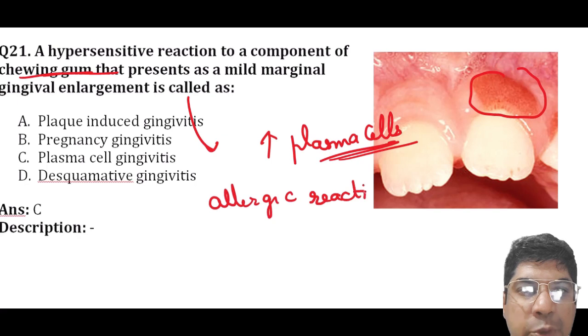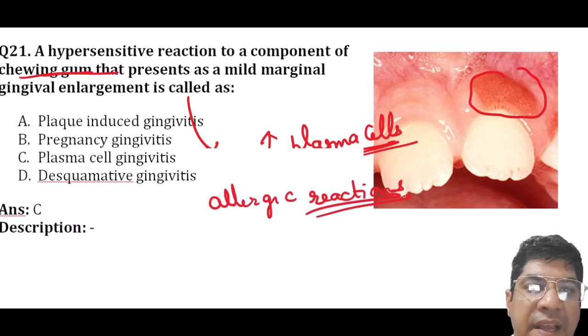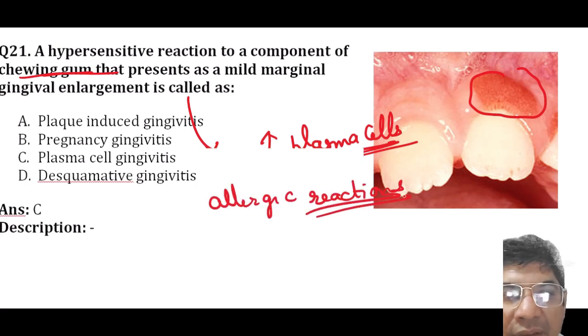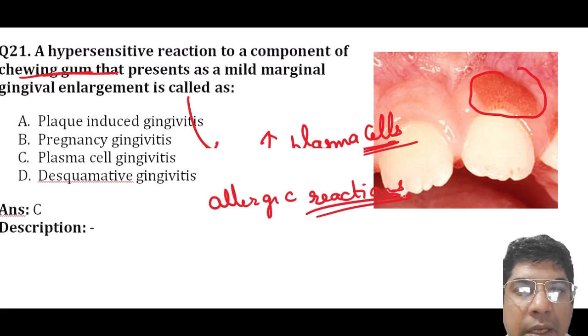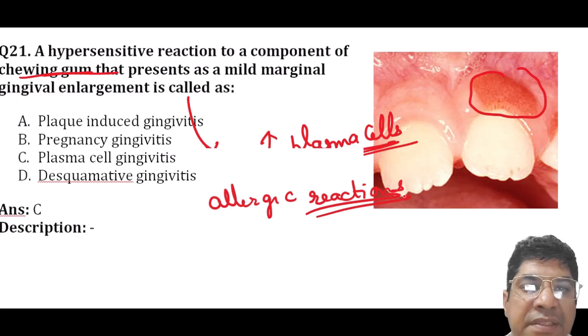That are present in the chewing gum. The substance could be a flavoring, preservative, or additive that could be added. So the body's immune response to this allergen can lead to inflammation and an increased presence of plasma cells.